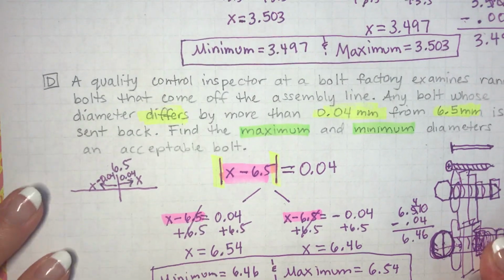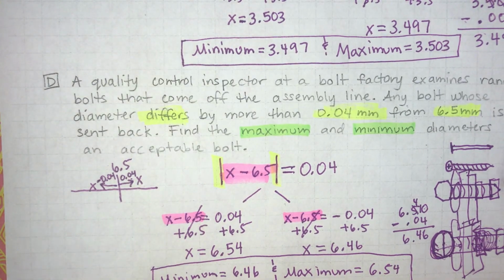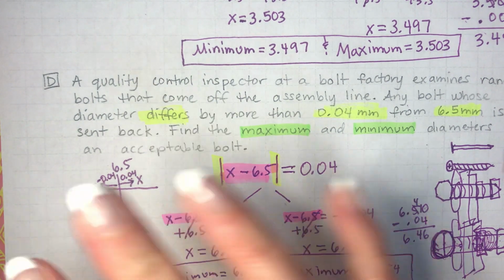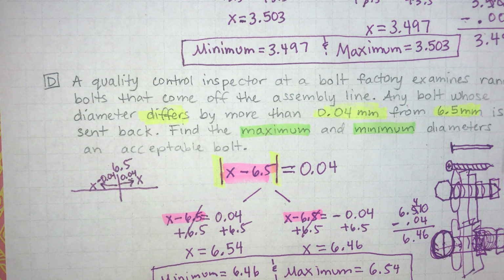So, all right, that's it. That's how you solve absolute value equations whenever you're doing problem solving. Look for that keyword of differing, which lets you know that you're doing an absolute value story problem.